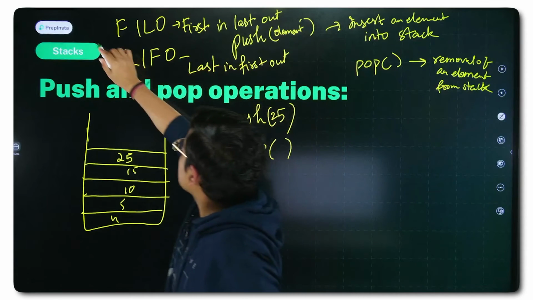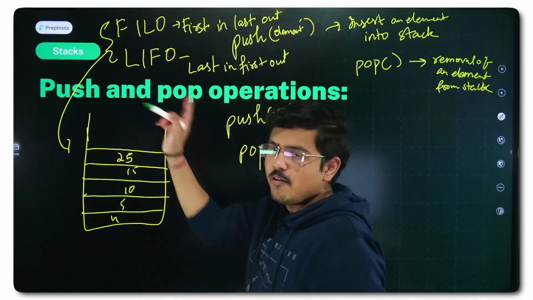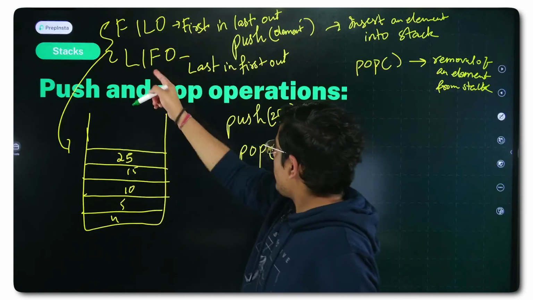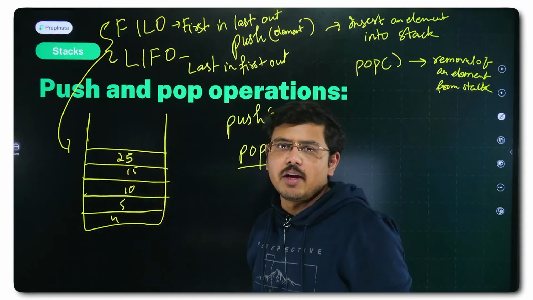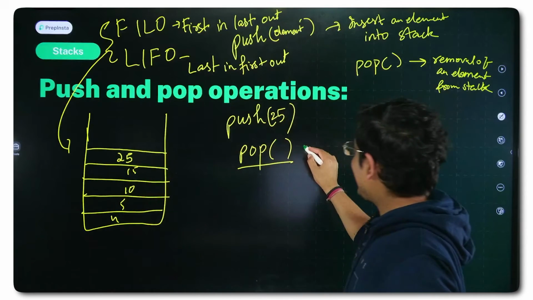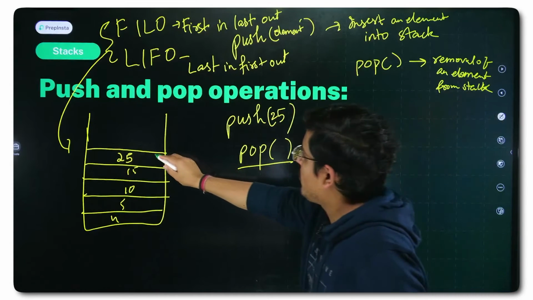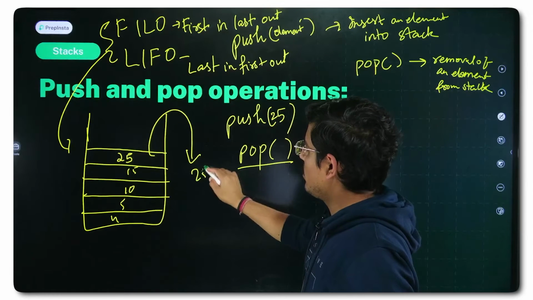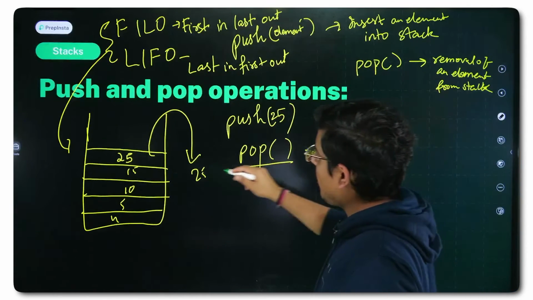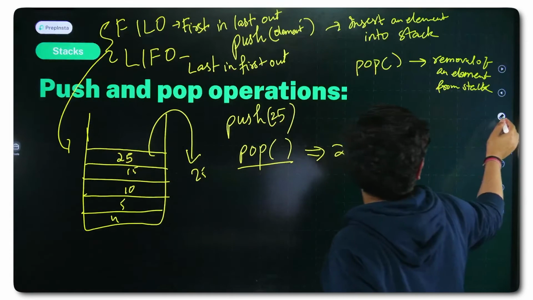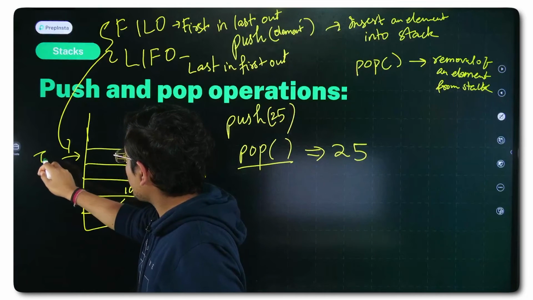Both of these are valid for stack. Why so? Now see, if I say pop, the last in was 25, fine. So what I get as a result is 25, because 25 would be popped out. And you have a pointer always pointing to the top of the stack.